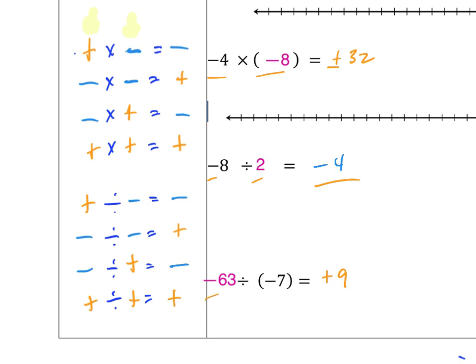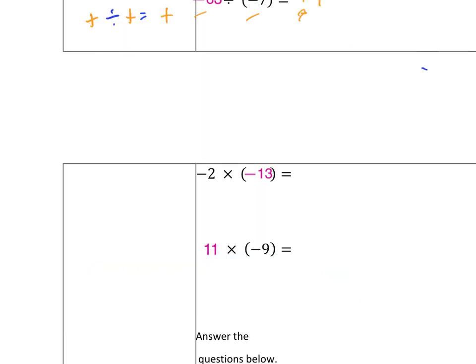And a negative divided by a negative is a positive. And so we put the positive symbol there, and 63 divided by 7 is 9. Okay, so that's a good review. Now do these next two problems. Okay, so fill those in and go ahead and do those.